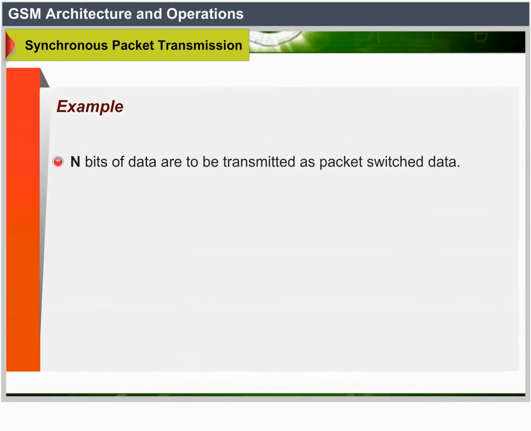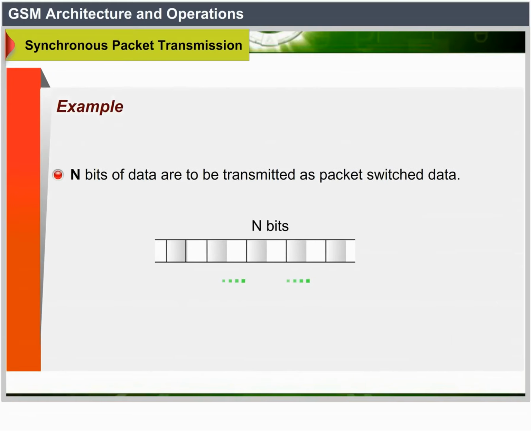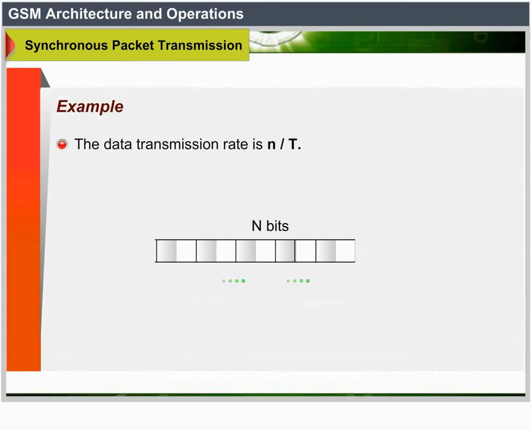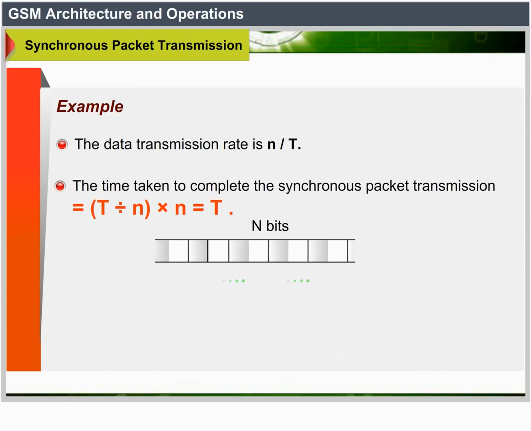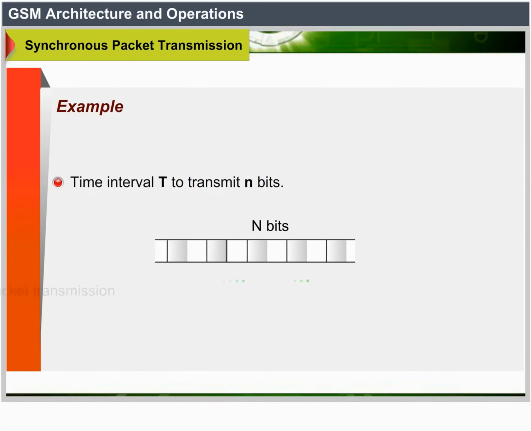Example: n bits of data are to be transmitted as packet switch data. The data transmission rate is n by t. The time taken to complete the synchronous packet transmission is equal to t divided by n into n, which is equal to t. Time interval t to transmit n bits.